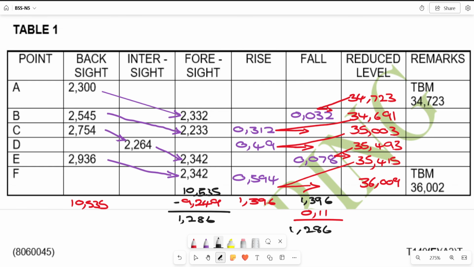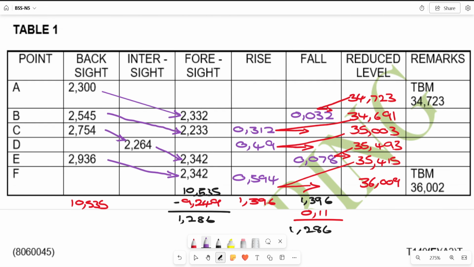Just give me a minute. 1.396 minus 0.11. All right, we get that, guys. That is how you do this. But now we are not even done. We have the remark, and we have this one here. So we can just quickly check as well if our answers are the same by subtracting this.